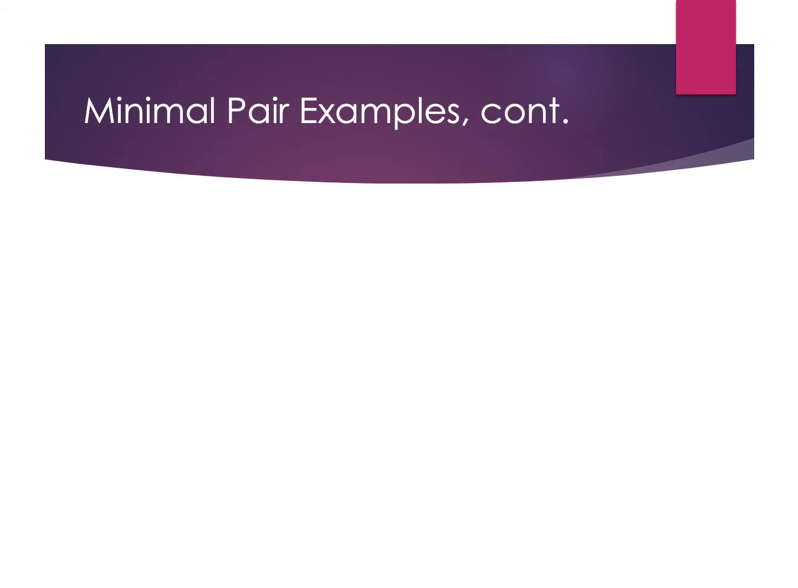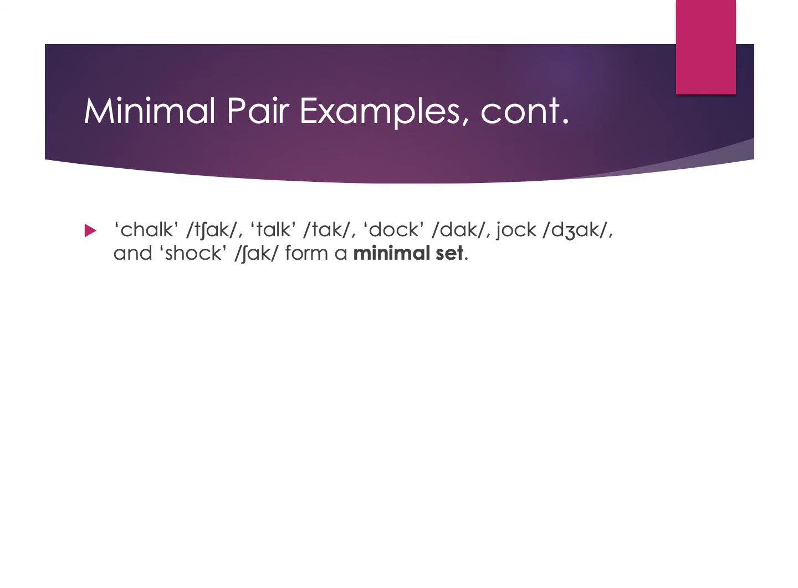So when we're looking through, we can do this with just a pair of words. All you need are two words that have that different sound, and then you know that those different sounds have to be separate phonemes. But we can have entire sets of words. So lots of times words that rhyme can be examples of minimal pairs, or if you have several, a minimal set.